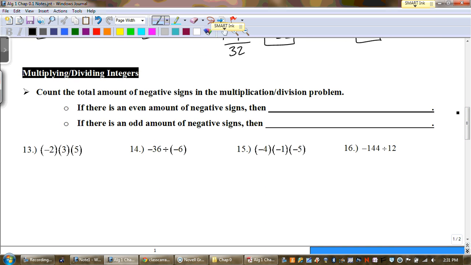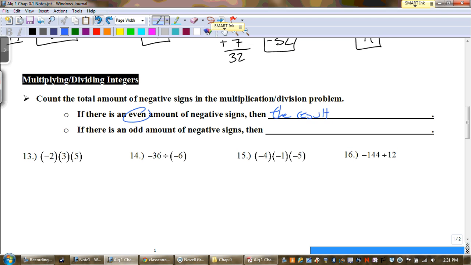Multiplying and dividing integers, okay? Now, the key thing to take a look at is you have to count the total amount of negative signs in the multiplication or division problem. If it is an even amount, the result is positive, okay? If it's an odd amount, the result is negative, okay?